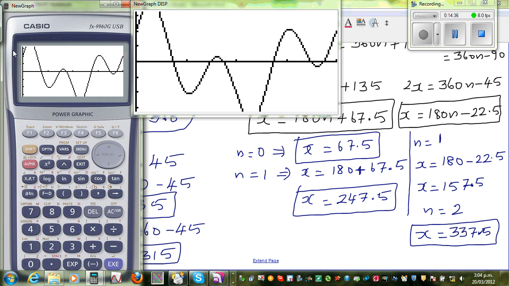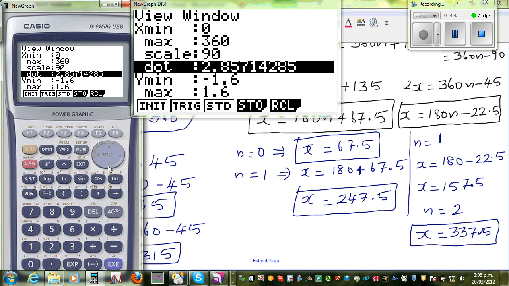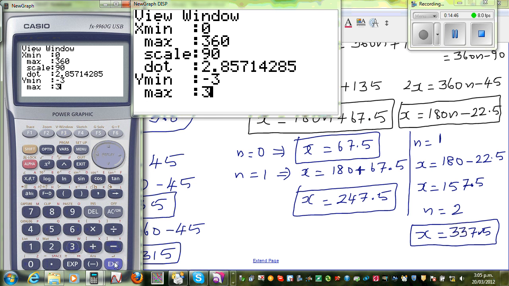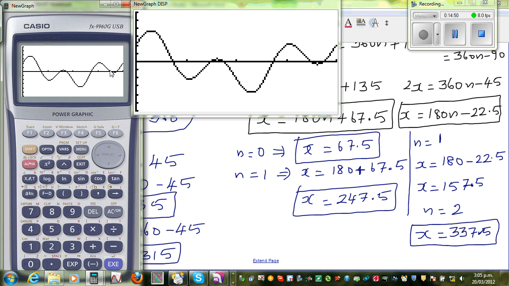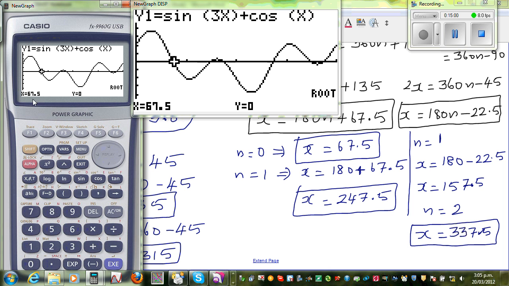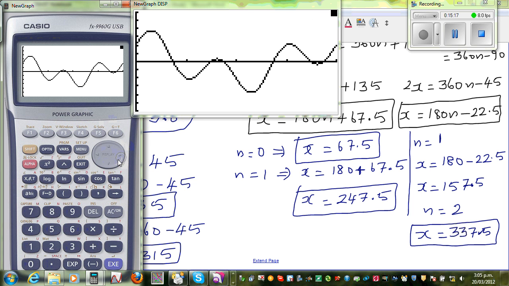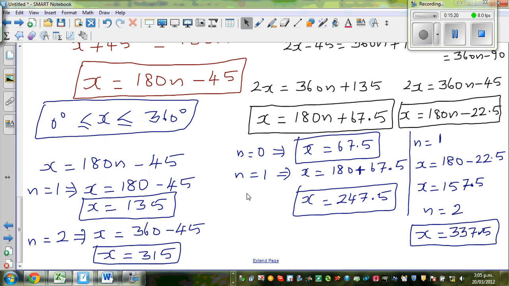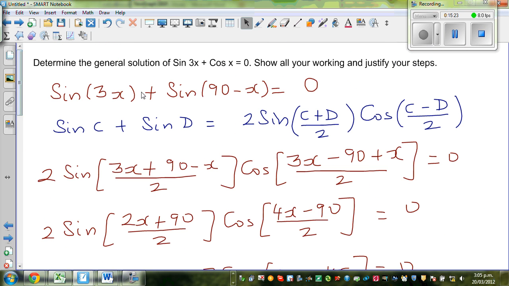And here's your graph. We want to find where this graph crosses the axis. To see it better, let us change the y scale to minus 3 to plus 3. It's like a roller coaster. Let us go G-Solve and root. The first point is 67.5, your first answer. The next is 135, then 157.5, 247.5, 315, and finally 337.5. So these are the six answers that you get when solving this trig equation.